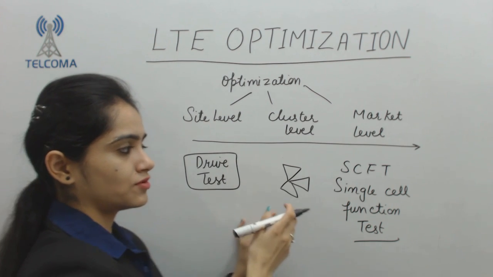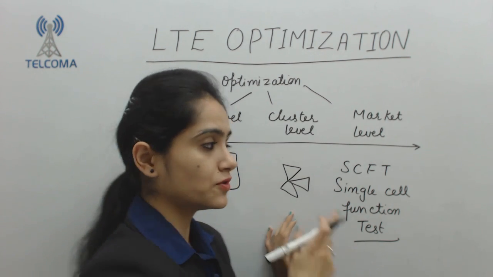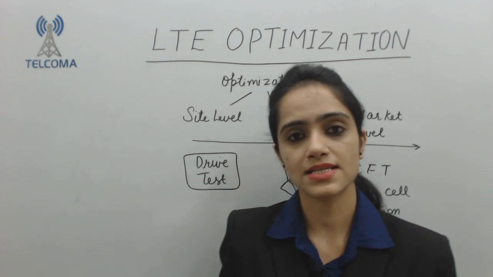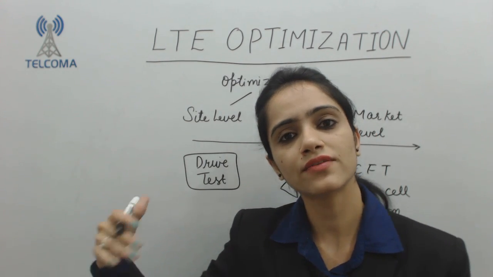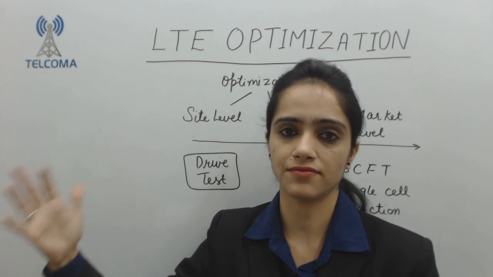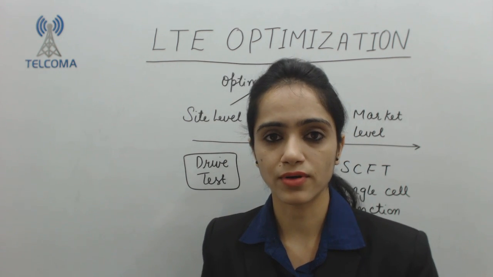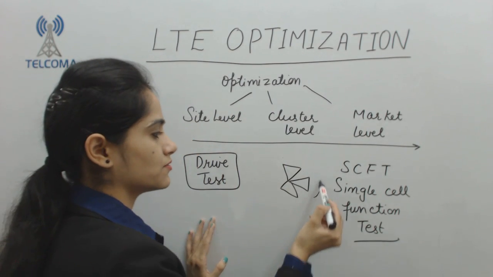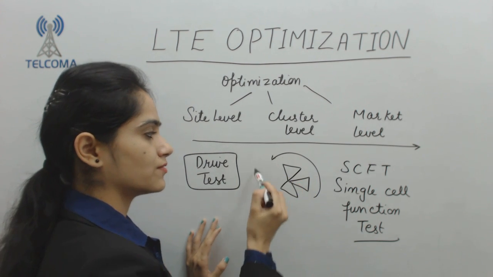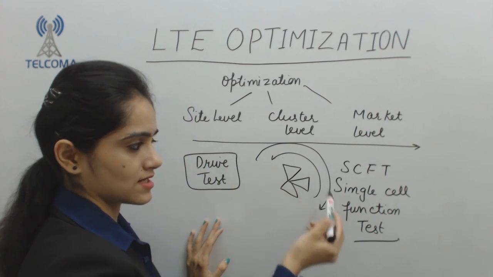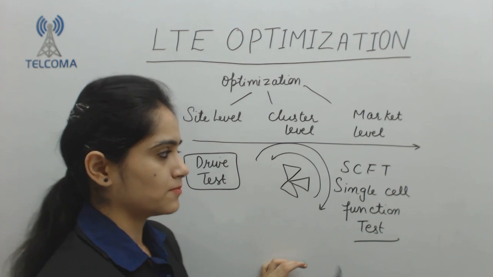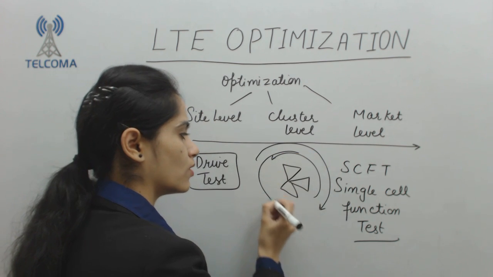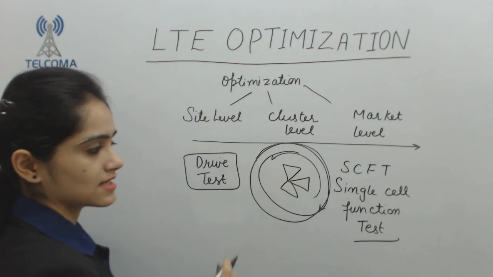So basically optimization is related to drive test also. We have to drive the whole cell and record the various parameters, because an optimizer cannot record the various parameters in the air interface. So we require software for that, and that software is drive test software. You can use either a clockwise or an anti-clockwise direction, both directions. Whenever we are performing a single cell function test, we have to find out all parameters of a single cell only.